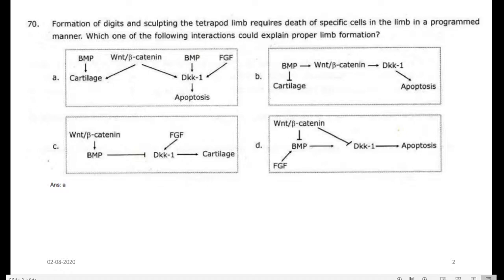This is an old question. Nowadays they may ask this kind of question in your CSIR examination.